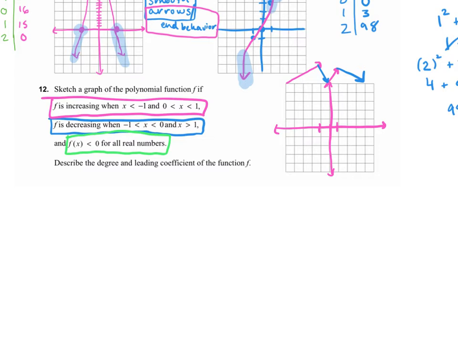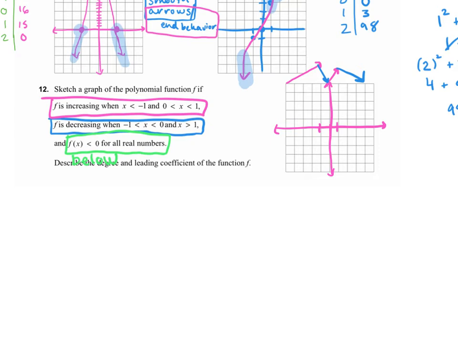Remember, our second bullet point either tells us that the graph is above or below the x-axis. So if f of x is less than 0, is it going to be above or below? Below. So for all real numbers, that means our entire graph is below the x-axis.